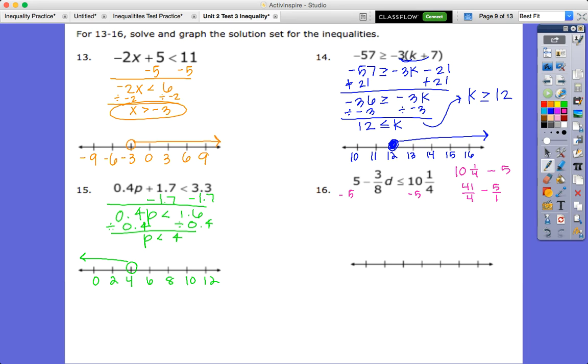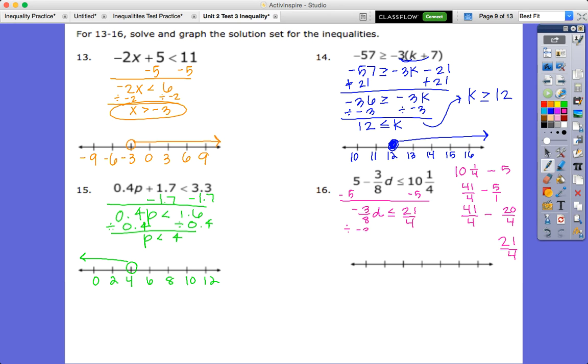Anytime I add or subtract fractions, I have to have a common denominator. 4 times 1 is 4, so 41 times 1 is 41. 1 times 4 is 4, so 5 times 4 is 20. And we get 21 over 4. So now we have negative 3/8 d is less than or equal to 21 over 4.